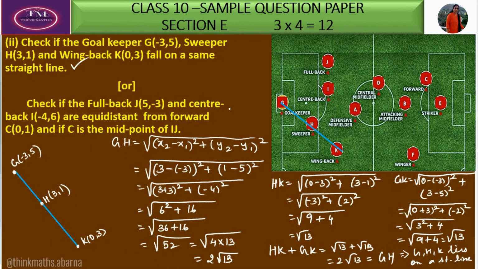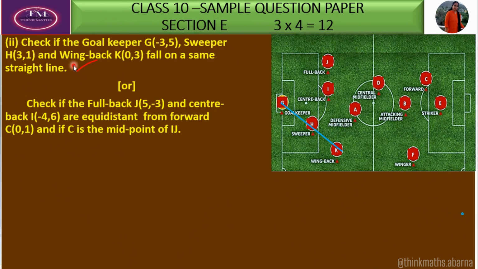So moving on to the second choice in the next page. The previous page, we found out the solution for this part. Now we are moving on to the choice part. So what is the choice? Check if the full back J of 5 comma minus 3 and center back I of minus 4 comma 6 are equidistant from forward C of 0 comma 1 and if C is the midpoint of IJ.